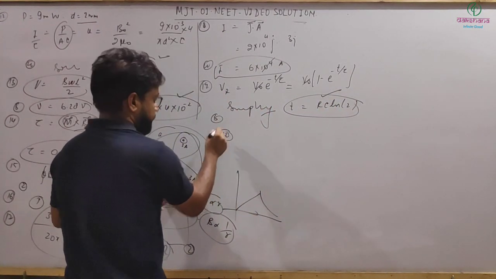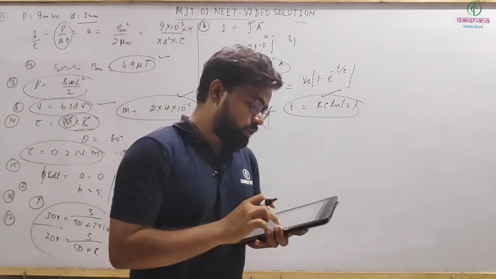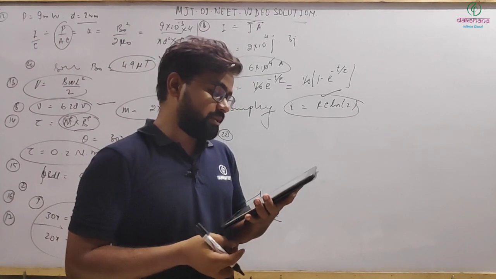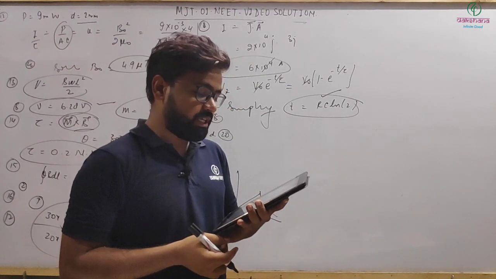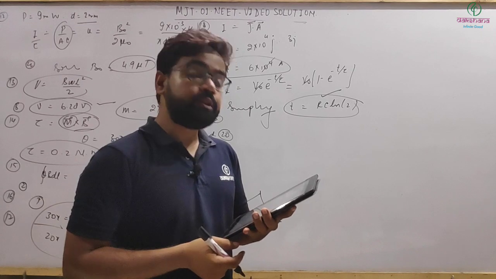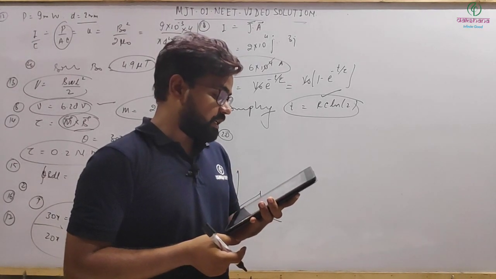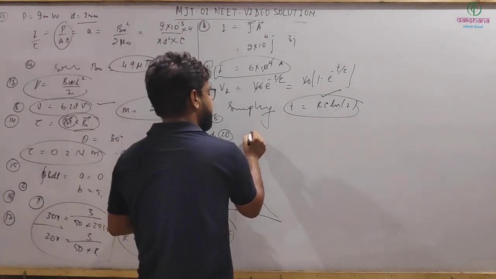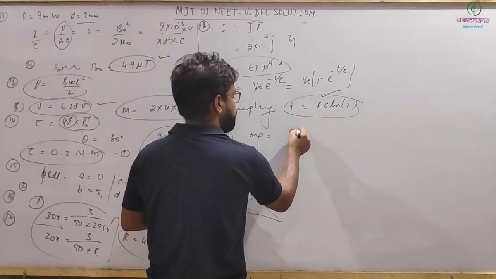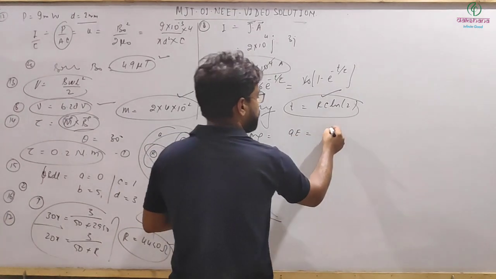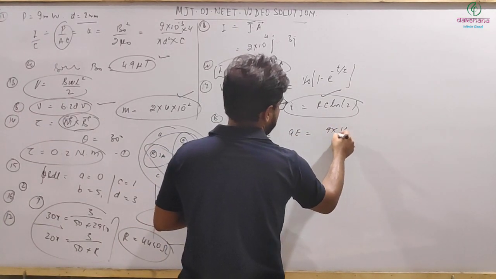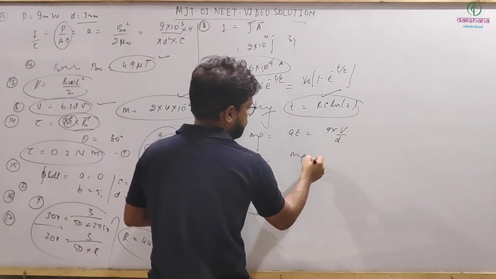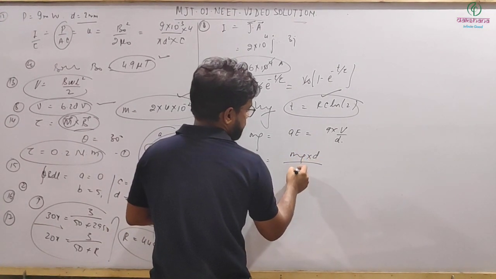Question number 20. Two metal plates having a potential difference of 800 volt are 2 centimeter apart. It is found that a particle of mass 1.96 into 10 to the power minus 15 kg remains suspended in the region between the plates. The charge on the particle will be. So here mg force is balanced by qE. E is V divided by d. So Q is equal to mg into d divided by V.